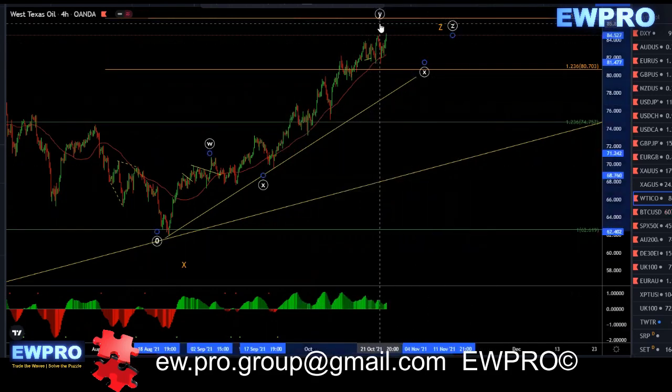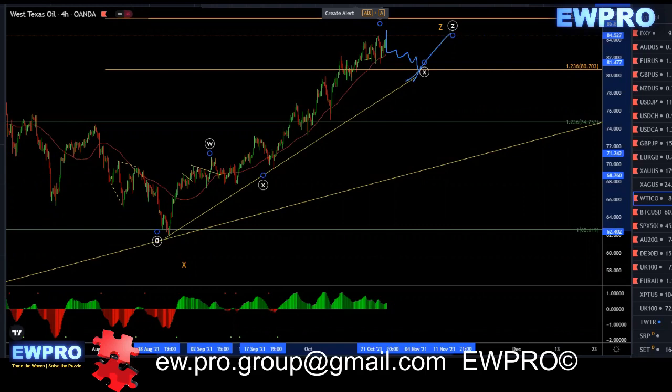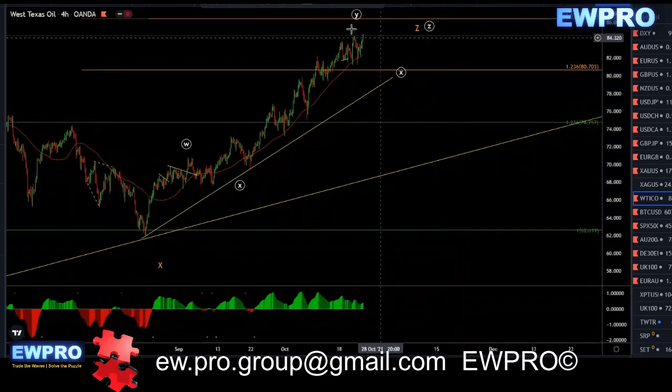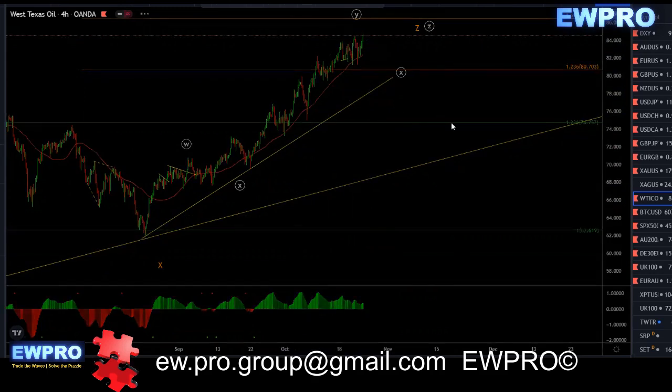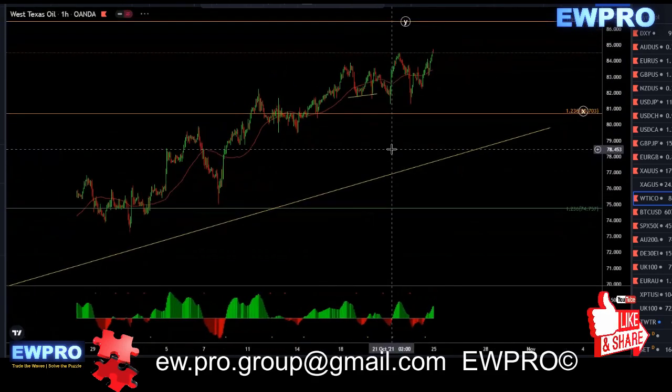But wherever this wave Y ends, you want to wait for the correction back down to this trend line, and then you could trade that Z up. But yeah, you definitely don't want to be buying up the top here. You need to wait for a correction. It's just too dangerous. We're in a wave Z on the daily.